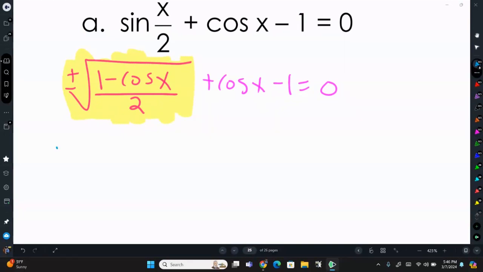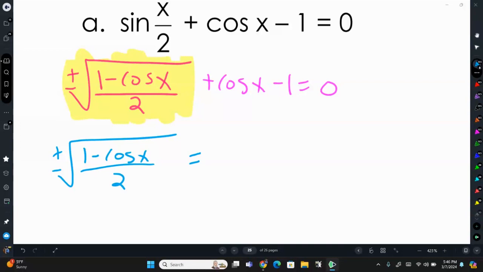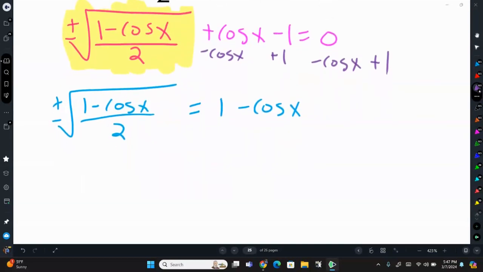So it's going to be plus or minus the square root of 1 minus cosine x over 2 equals, well, if I add 1 to both sides, and then subtract cosine x from both sides, we get 1 minus cosine x. So the rule for solving radical equations was once we got the radical by itself, we would then square both sides. This gets rid of the plus or minus and the radical, because if I square anything, it's going to be positive.